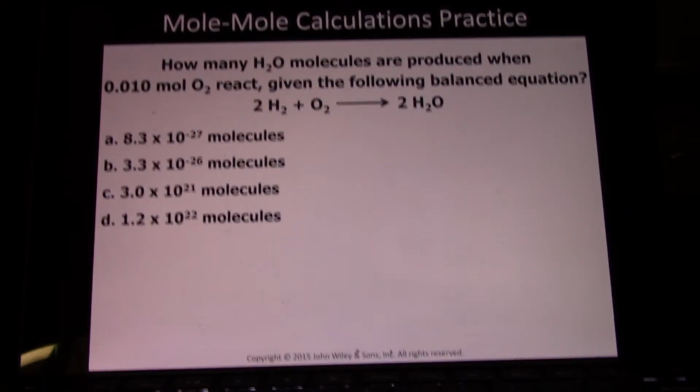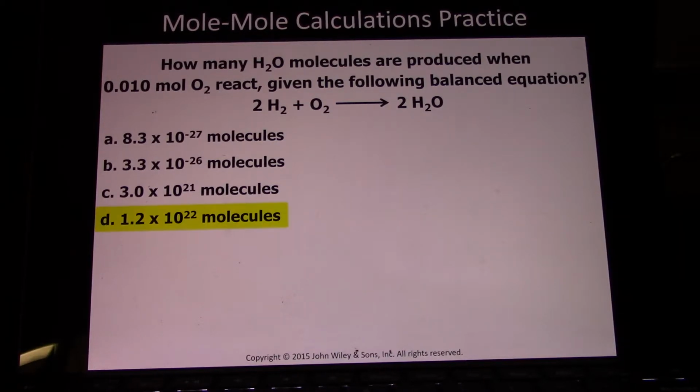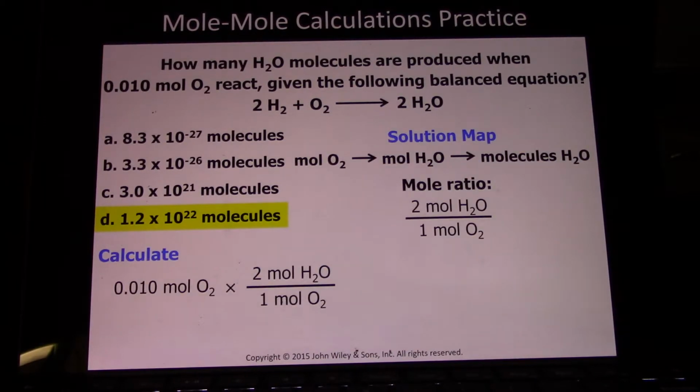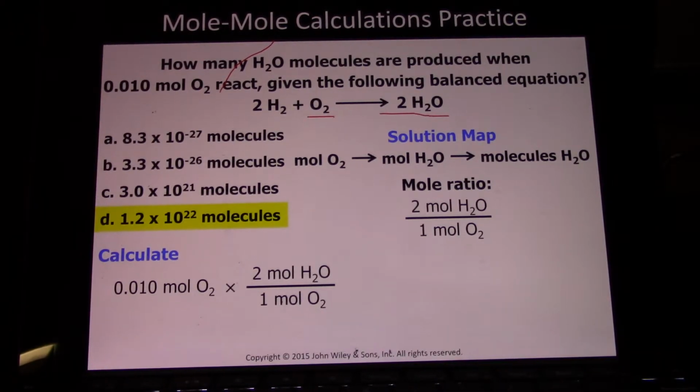How many water molecules are produced when 0.01 moles of oxygen reacts, given the following balanced equation? Now we're going to have to do one more step because they want an answer in molecules. And so, I first convert moles of oxygen, and I do stoichiometry, and I see that I produce 2 moles of water for every 1 mole of oxygen consumed.